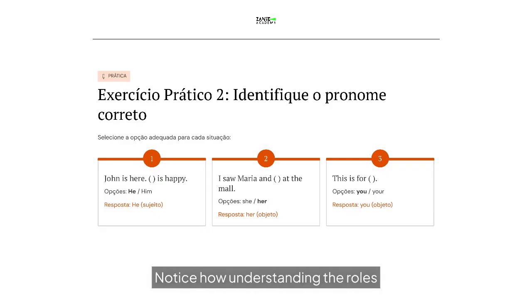Notice how understanding the roles of subject and object pronouns helps clarify your communication. These exercises not only improve your grammar, but also boost your confidence in speaking. As we continue, we'll explore how to use personal pronouns in questions and negative sentences, which will be essential for more complex conversations. Let's keep up the momentum and dive deeper into using these important tools in our language.